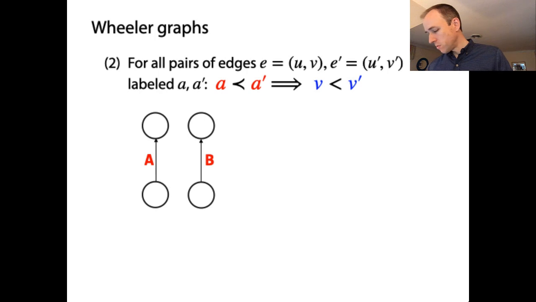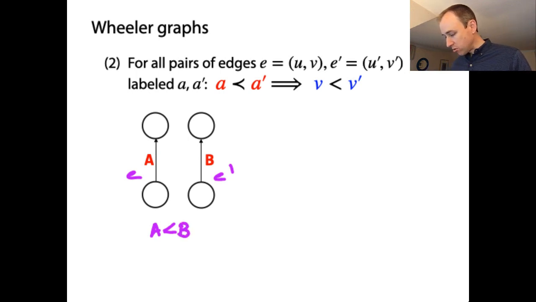Okay. So if this property holds, first let's check to see if the left-hand side is true. All right. So over here this edge is E and this edge is E prime. So we look at their labels. We see the label for E is A and the label for E prime is B. Okay. So the left-hand side is true.